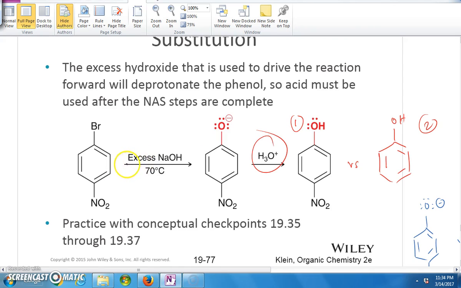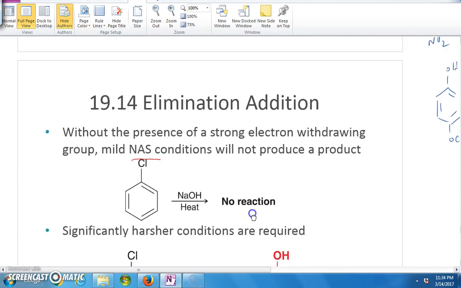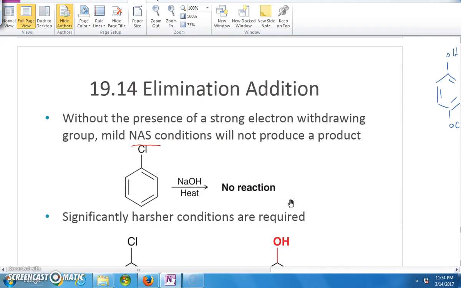So you have excess sodium hydroxide, and then you have a nitro group here. So if you use an excess of sodium hydroxide after the substitution has taken place, of course it's going to deprotonate the hydroxide and you're going to get the phenoxide. So that's why you need acid to reprotonate. Okay, that's basically what's happening there. So that's for the nucleophilic aromatic substitution reaction.